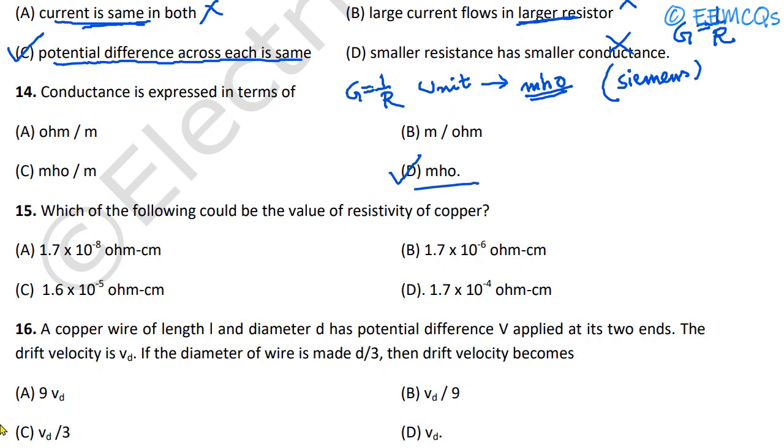Which of the following could be the value of resistivity of copper? So it is a database question and you have to know this value. The value of rho, that is the resistivity for copper, is 1.7 into 10 to the power minus 6 ohm centimeter. Okay, so option B is correct.